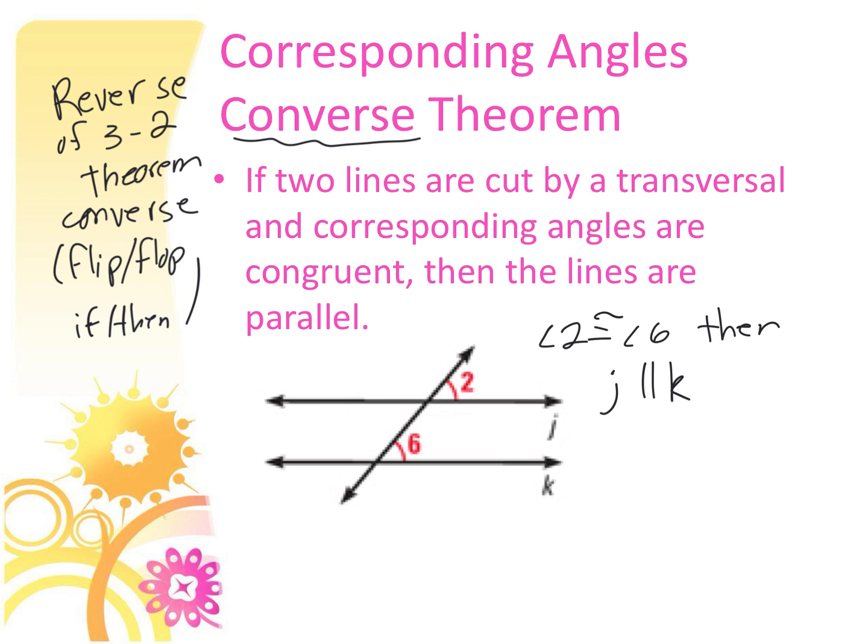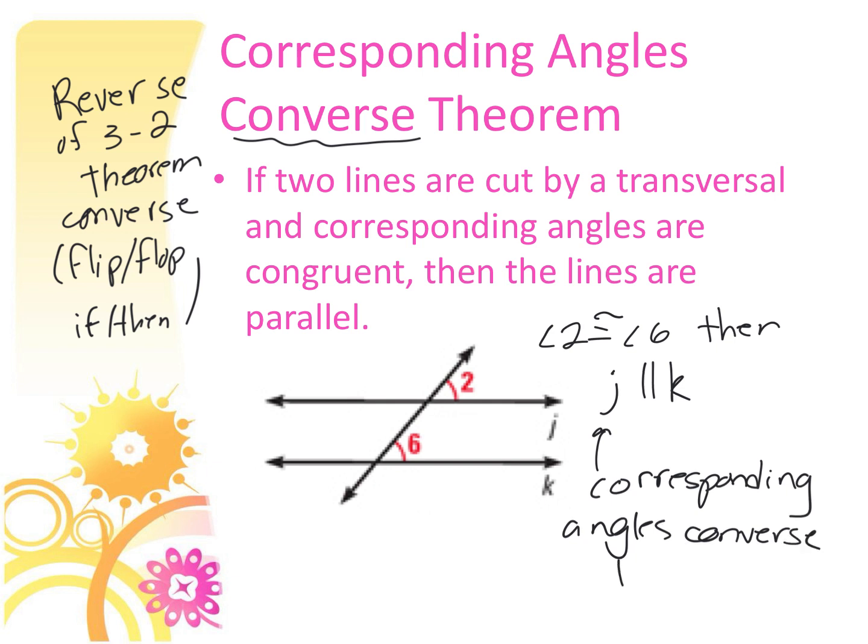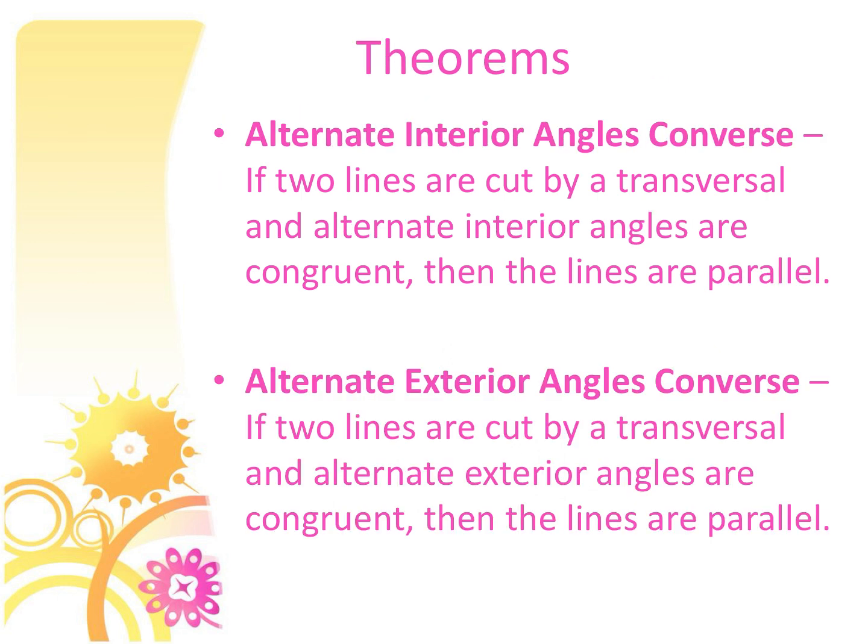In the last lecture, we learned that if two lines are parallel, then the angles are congruent. So now we're just working them backwards. I'm going to write the reason right here. So these are some theorems.